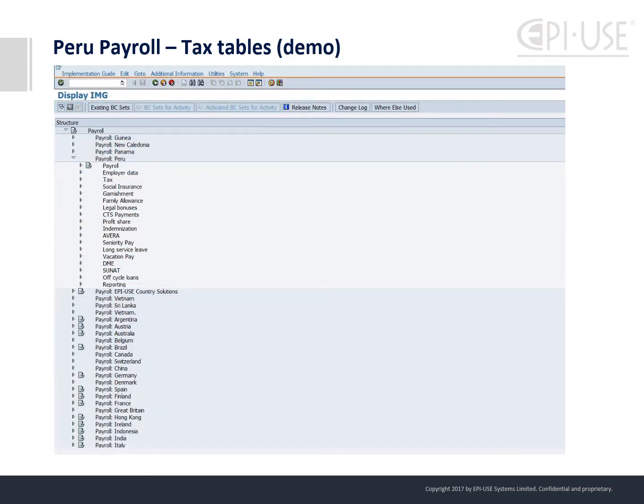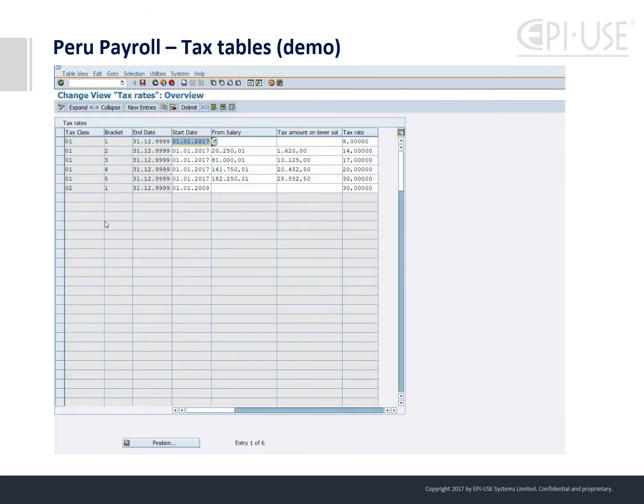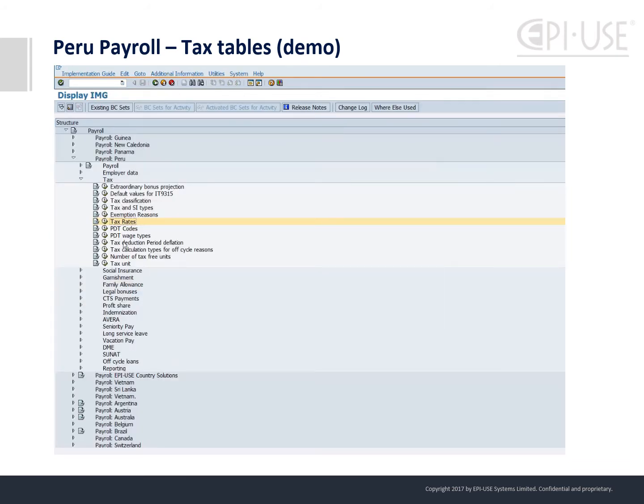To find the tax tables specific to Peru, there are two ways to find them. Firstly, through the IMG, as was explained earlier. In the Peru Payroll IMG, you will find a section on tax, and in here you will find all the links that are necessary. So, for example, if you want to go to the tax rates table, you can just go through in here and you will find the table. And the same applies to the rest of these.